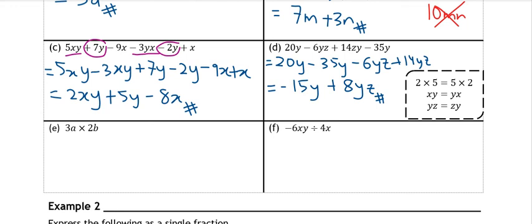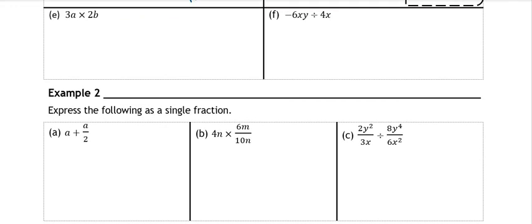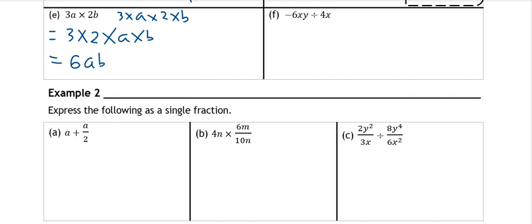And let's have a look at E here. When you have a look at E, this is multiplication. So basically here, 3 times a times 2 times b. The numbers will be multiplied together, and then the alphabets or the variables will be multiplied together. So 3 times 2 is 6, and then times a, you have to put a next to it, but a times b is ab. So this is it for part E.